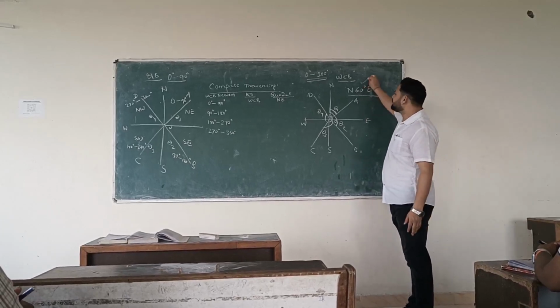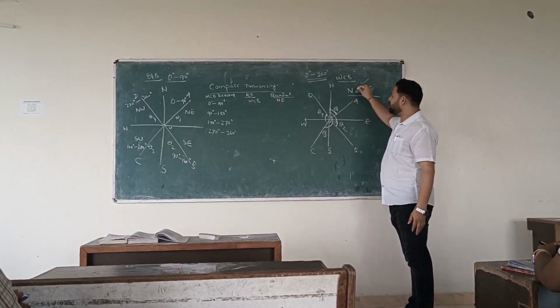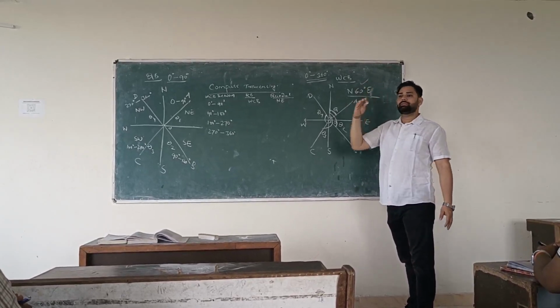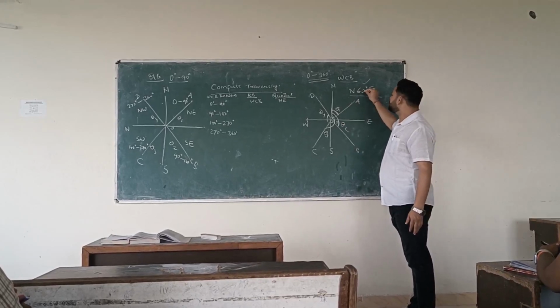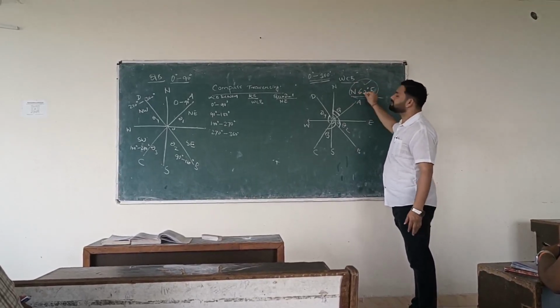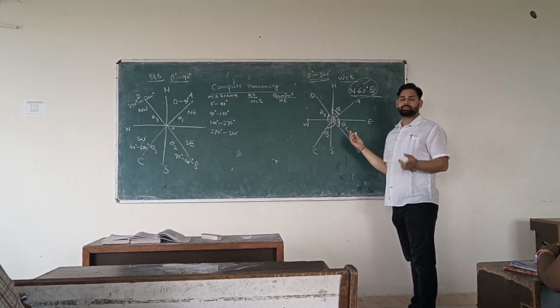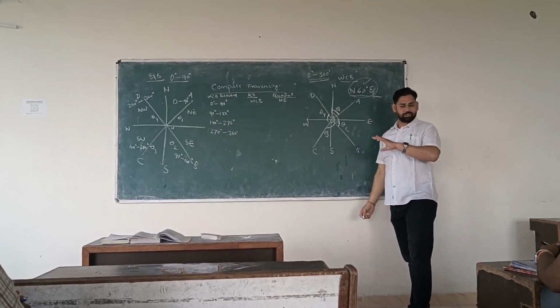Let's suppose 60 degree bearing is there, and I ask you to convert the bearing. Okay, 60 degree bearing. So the bearing system will be converted to north 60 degree east, because it lies in the first quadrant, north east quadrant.